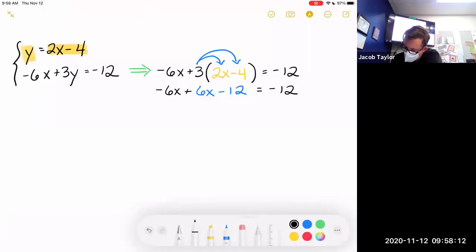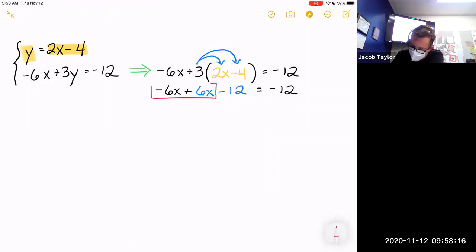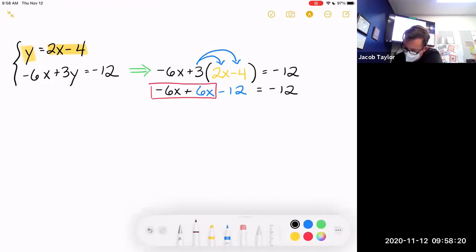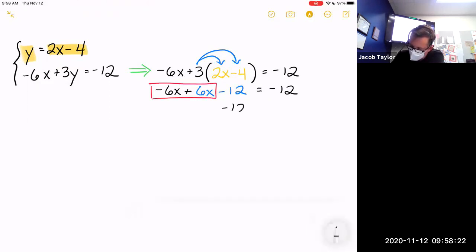So whenever I start combining my like terms, the minus 6x and the plus 6x cancel out and leave me with 0. So then I have negative 12 equals negative... oh, what happened? Oh, no. What's the dealio? My x's are gone.